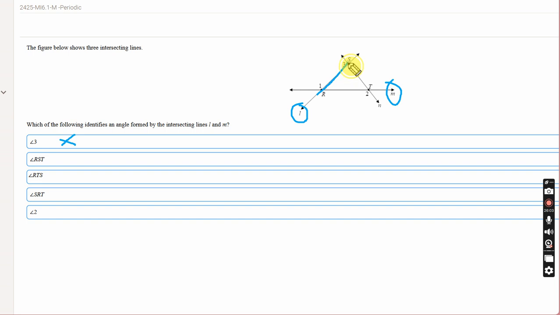RST, this one, again no, because that is formed by lines L and N. The other one, we have RTS. That is formed by lines N and M. We don't want that either. Then we have SRT. This is an angle that you want. They're talking about angle R, and angle R is formed by lines L and M. Those two lines are coming together to form an angle. Let's choose angle SRT.